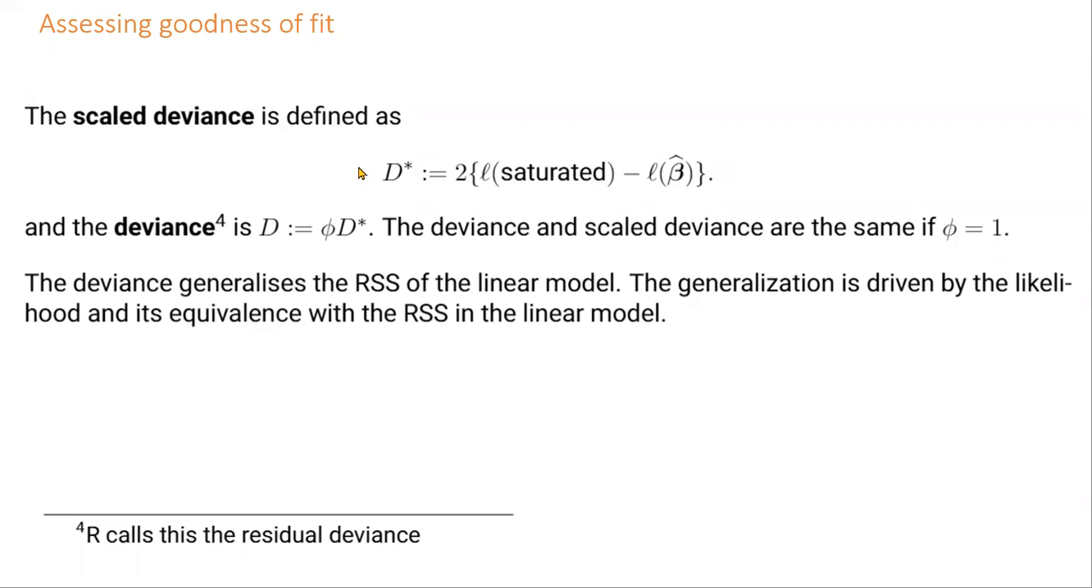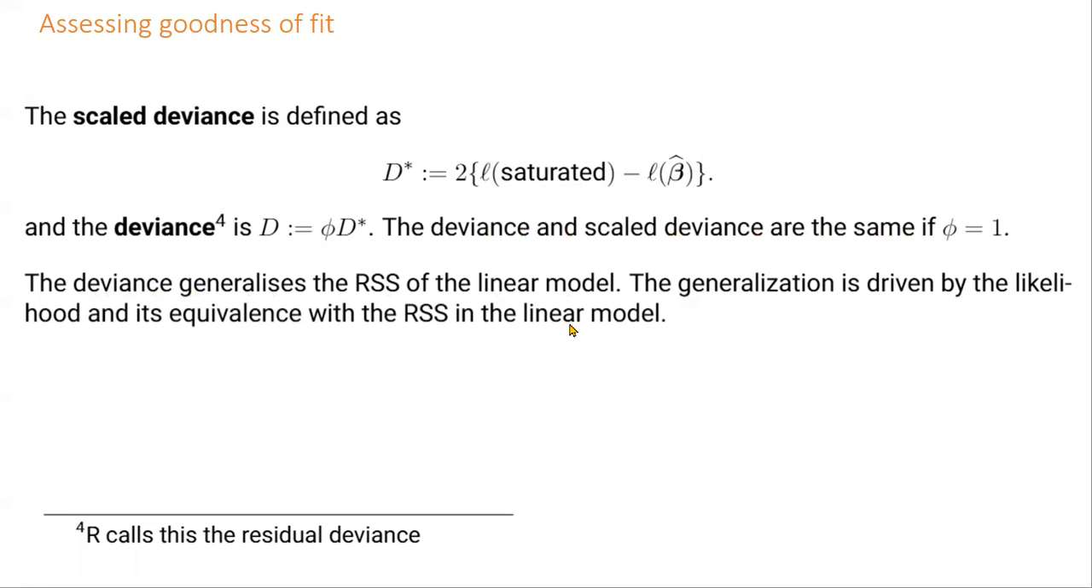In previous years, this whole thing was called deviance. We're calling it scaled deviance, and what we're calling deviance is just phi times this. The observation is that scaled deviance is the same as deviance if phi is 1, which it is for some of the common members of the 1-parameter exponential family. One reason I want to make this differentiation is that it can then be seen that the deviance generalizes the residual sum of squares for the linear model.